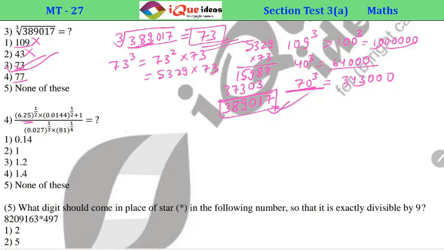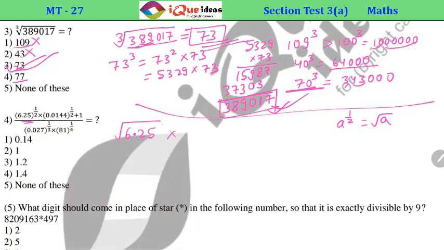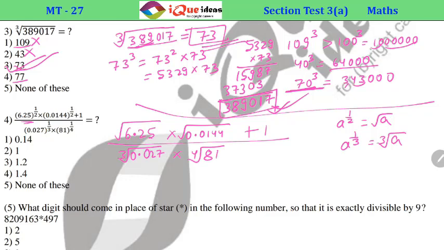It is 6.25 to the power 1 by 2. We know that a to the power 1 by 2 is the square root of a. So it can be written as square root of 6.25, into 0.0144 to the power 1 by 2, so I can take it as the square root of 0.0144, plus 1 divided by, now 1 by 3. If I say a to the power 1 by 3, it is the cube root of a. So it is cube root of 0.027, into 81 to the power 1 by 4, so it is the fourth root of 81. This is what we have to simplify.